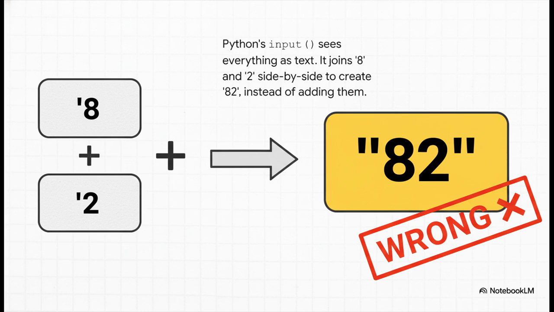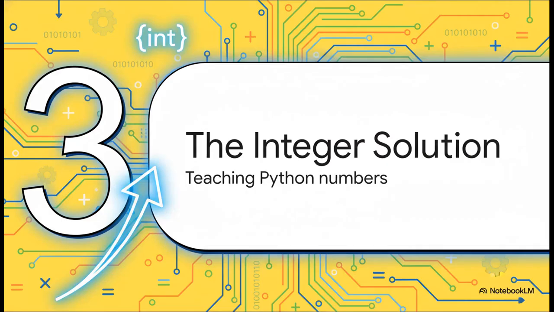And you might be thinking, why? Well, it's because that input function we just talked about, it treats everything like it's text. It doesn't see 8 and 2 as numbers to add. It sees them as characters to squish together, just like it did with blue and tiger. So how do we fix this? We need some way to tell Python, hey, that thing the user just typed, it looks like a number, and I need you to treat it like an actual number so I can do math with it.